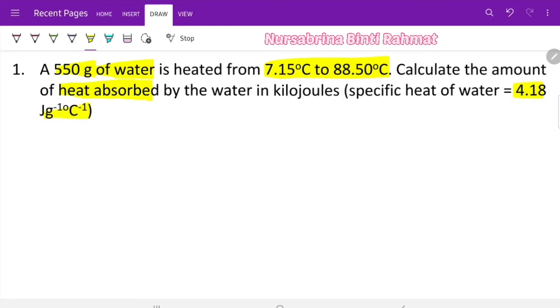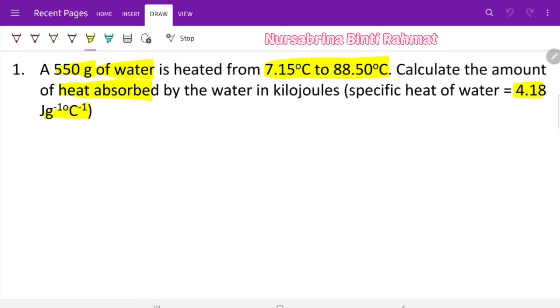Just to let you know, the value of specific heat and heat capacity is already fixed. So the questions will give you the value of specific heat capacity or heat capacity, unless they want you to calculate that in a different unit. Okay, so let's try to solve this question.